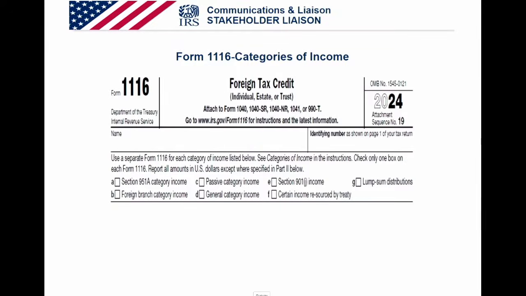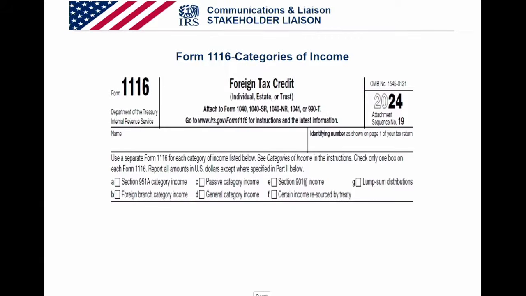Category A, IRC 951A category income. So beginning in 2018, a U.S. shareholder who directly or indirectly owns 10% of the vote or value of the stock of a controlled foreign corporation, also known as a CFC, must include global intangible low taxed income, also known as GILTI, in their income, other than GILTI that is specifically passive category income.